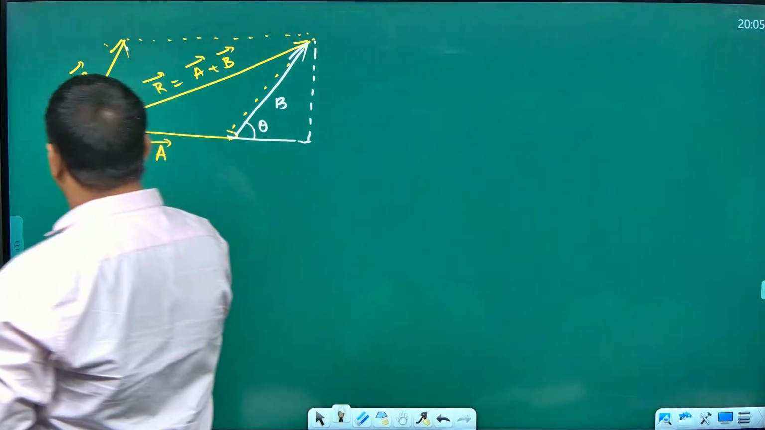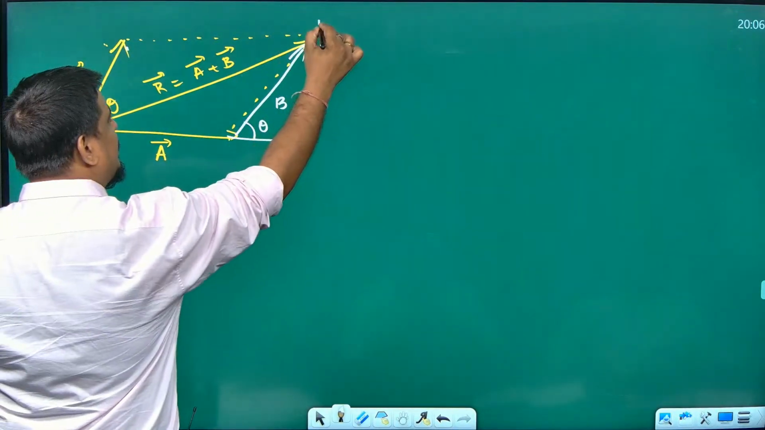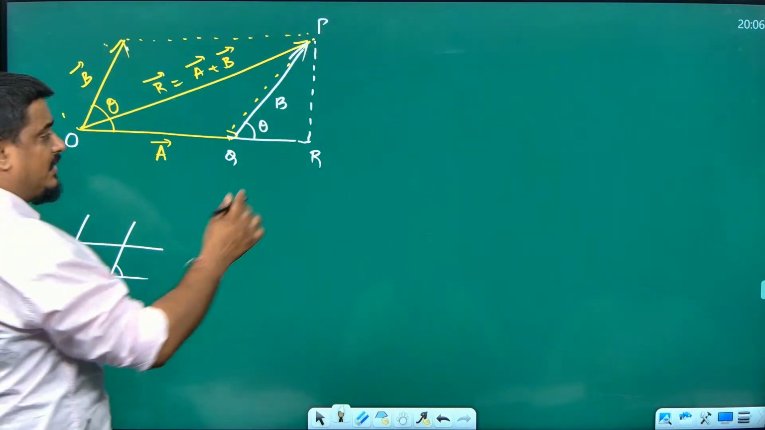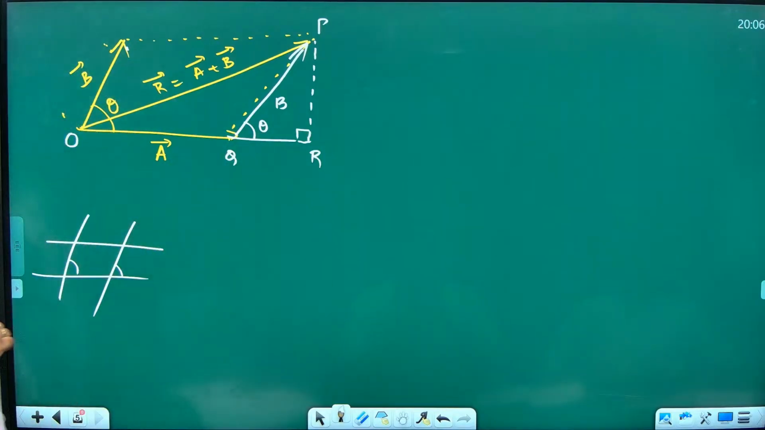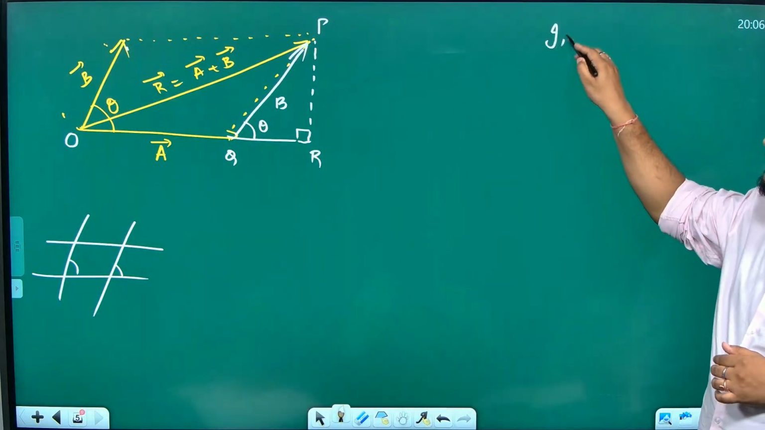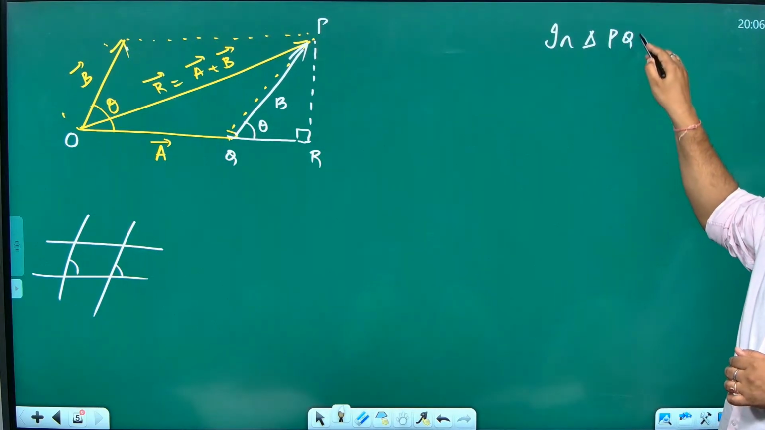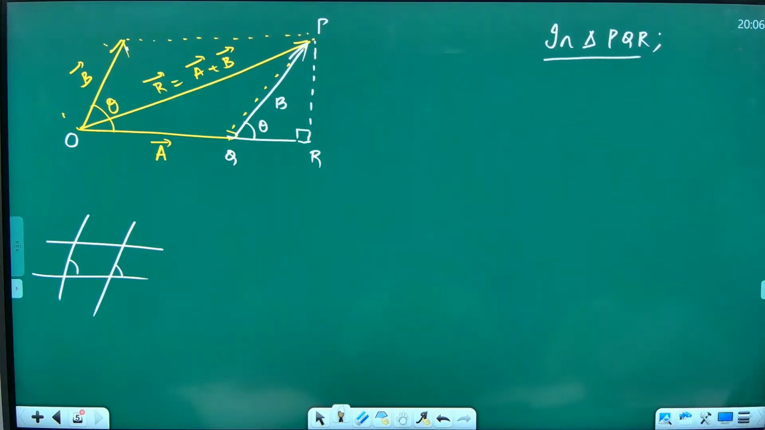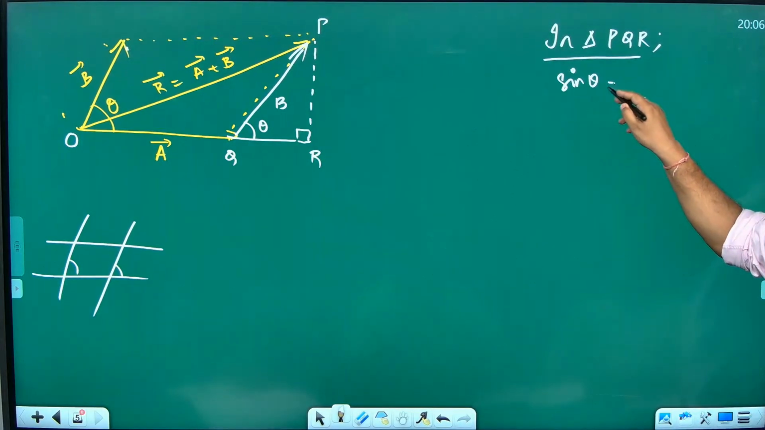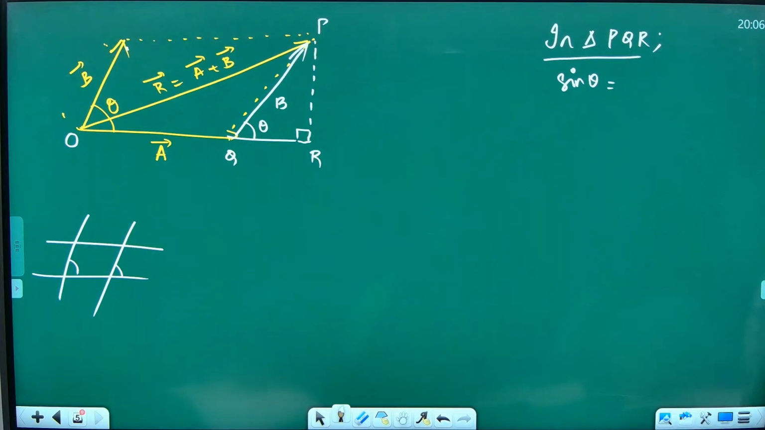Let me name these points O, P, Q and R. I have drawn a perpendicular from P and dropped down. So I am taking triangle PQR. Everybody please pay attention. What is sin theta in triangle PQR? PR by PQ. Very good. So what will be PR from here?